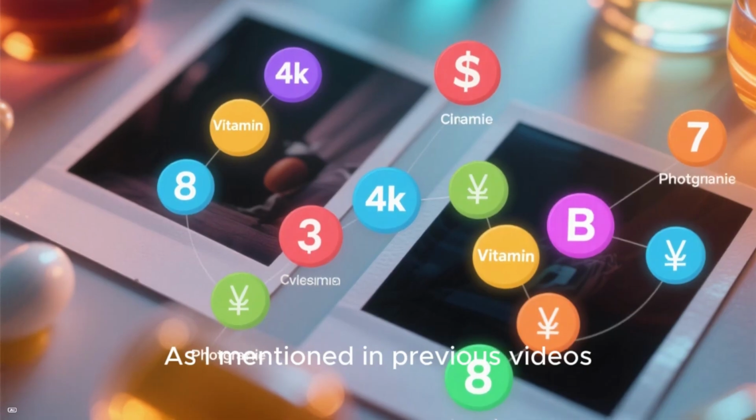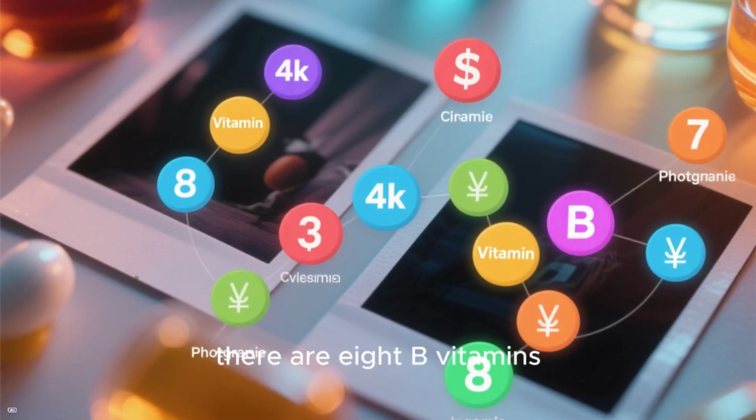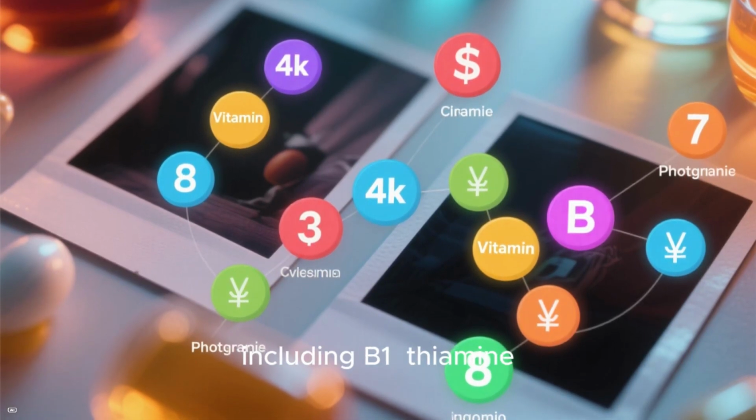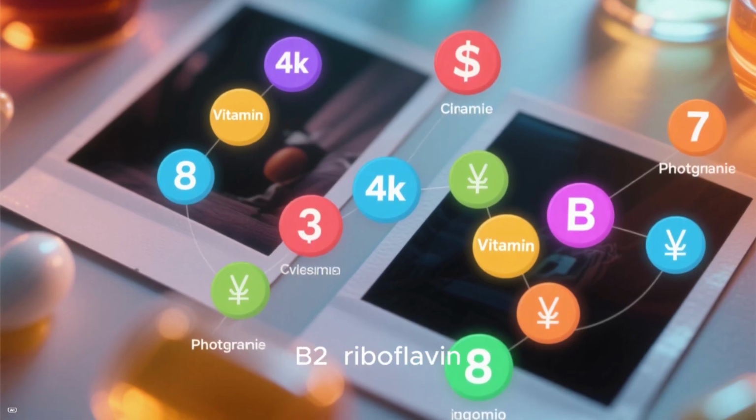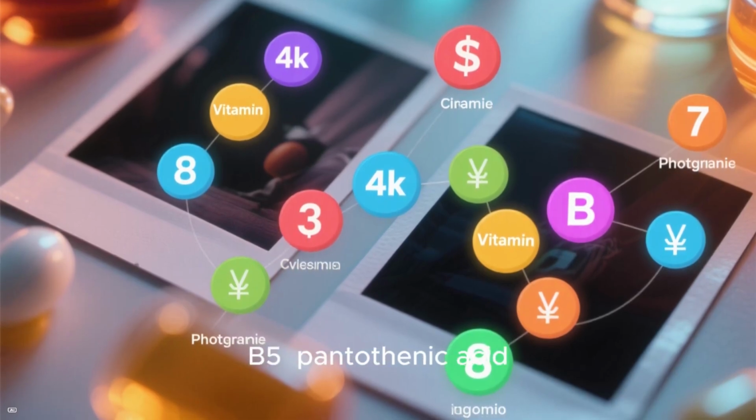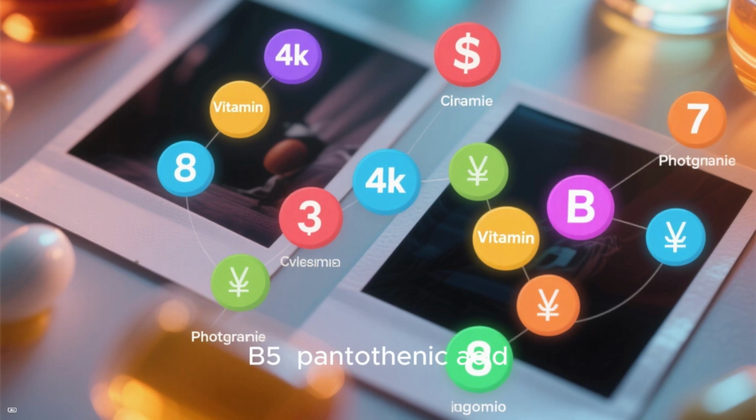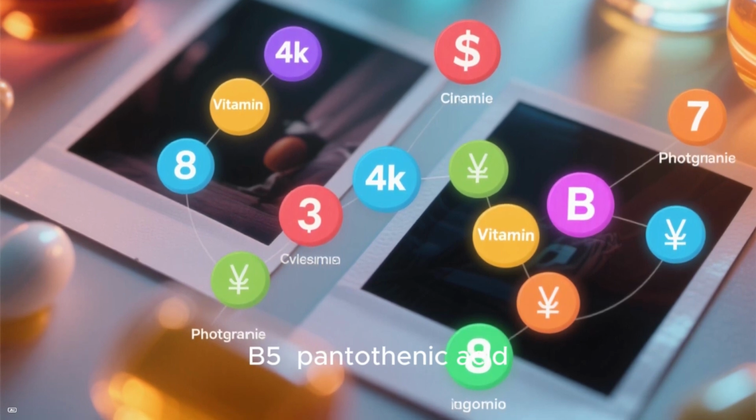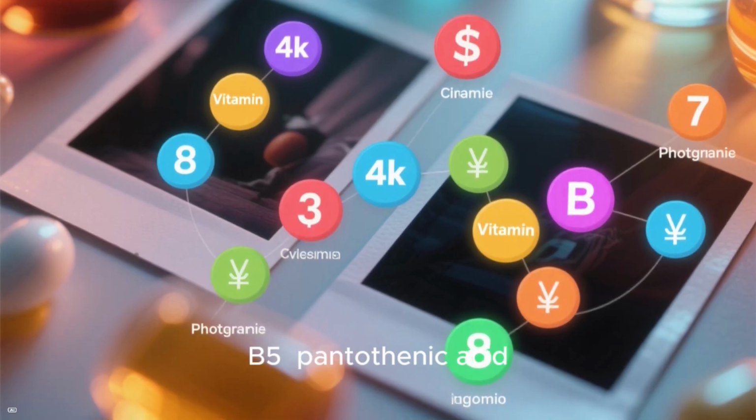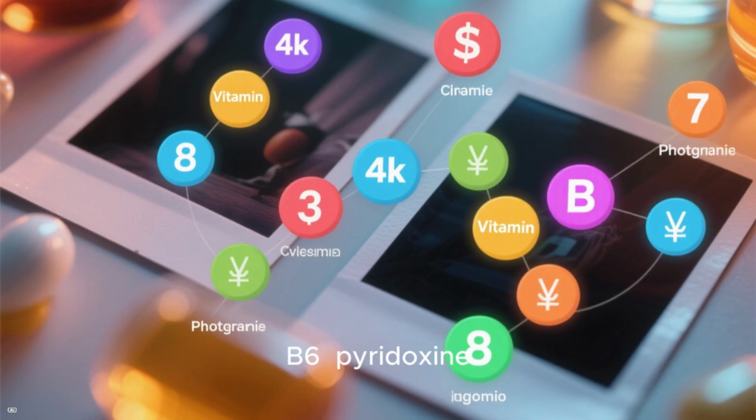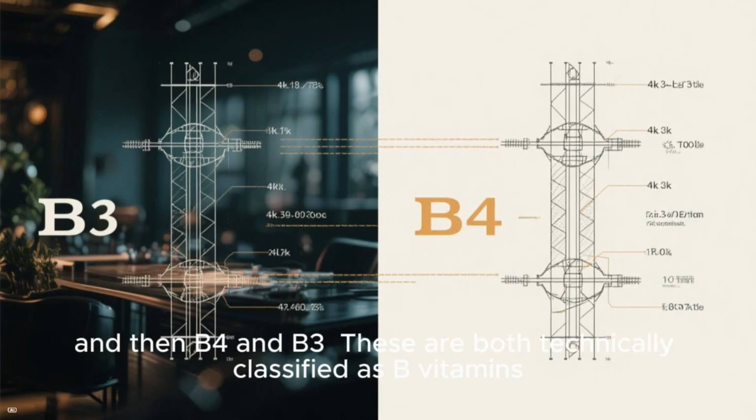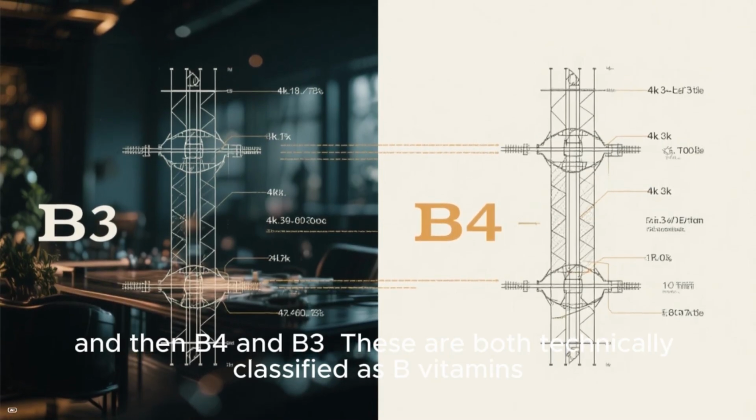As I mentioned in previous videos, there are 8 B vitamins, including B1 thiamine, B2 riboflavin, B3, B5 pantothenic acid, B6 pyridoxine, B7 biotin, and then B4 and B3.